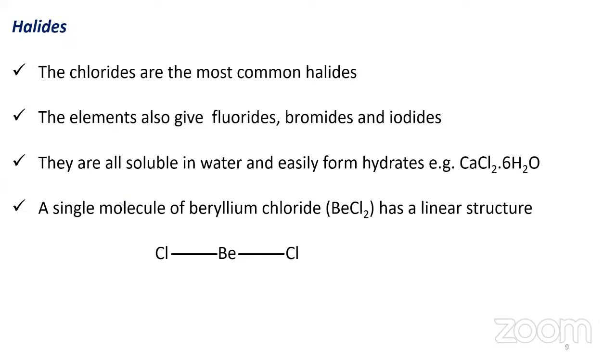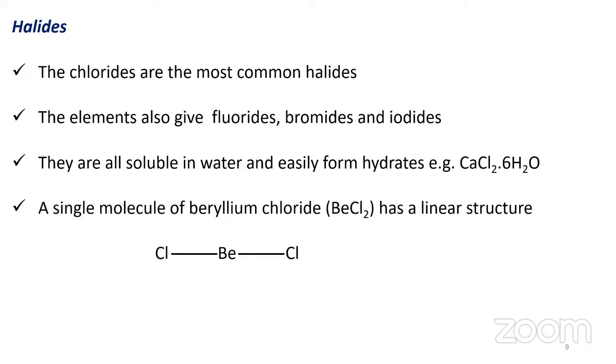The chlorides are all soluble in water because they are ionic. They form ionic compounds. An example of your halides is sodium chloride: your sodium and your chlorine form sodium chloride. As I said, because the difference in electronegativity between your metal and your halogen is large, they are able to form ionic compounds. And because they form ionic compounds, we say that they are all soluble in water, because like will dissolve like.